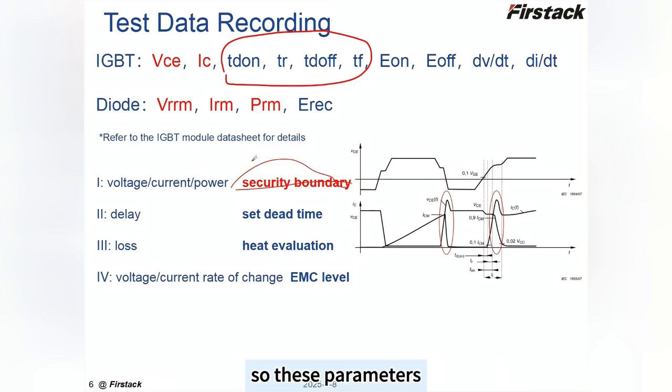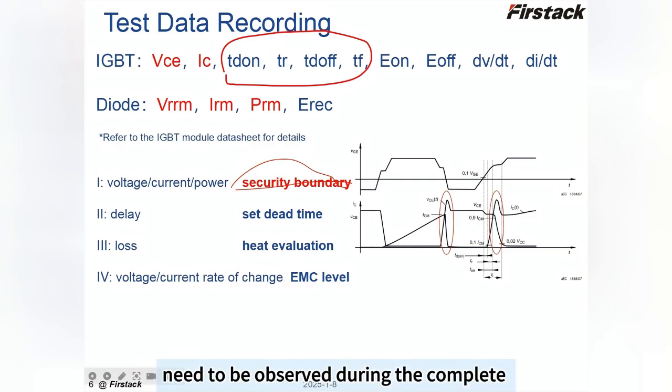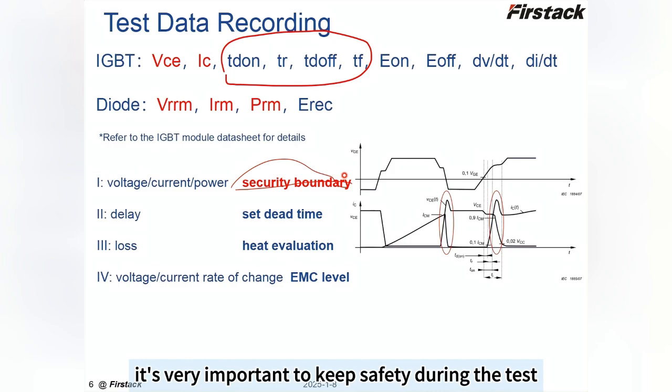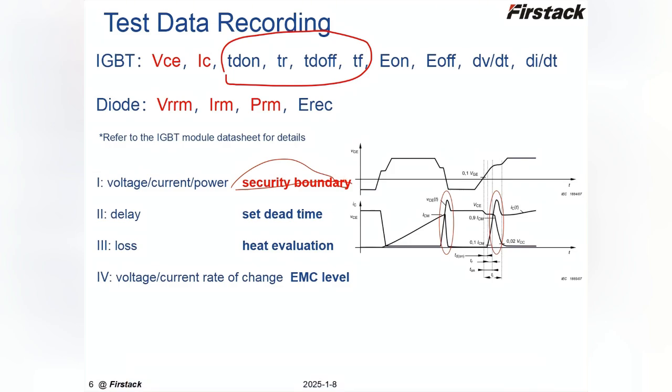Then we can go back to the first class, the security boundary, which includes voltage, current, and power. These parameters need to be observed continuously during the complete process. We need to ensure that they won't exceed our SOA. It's very important to keep safety during the test.